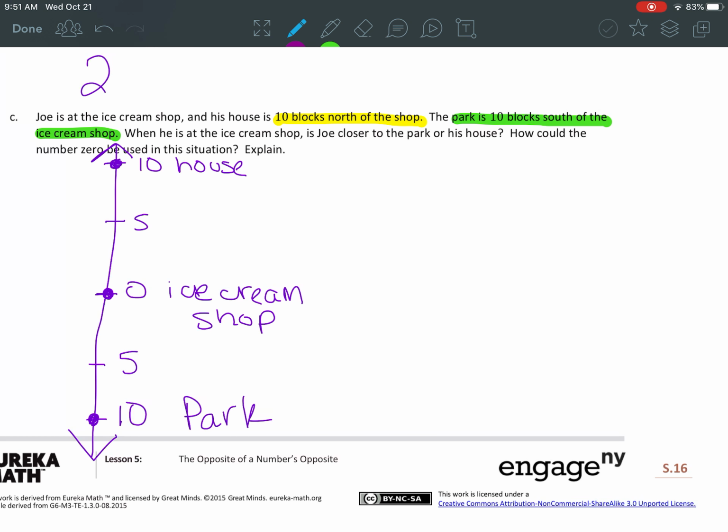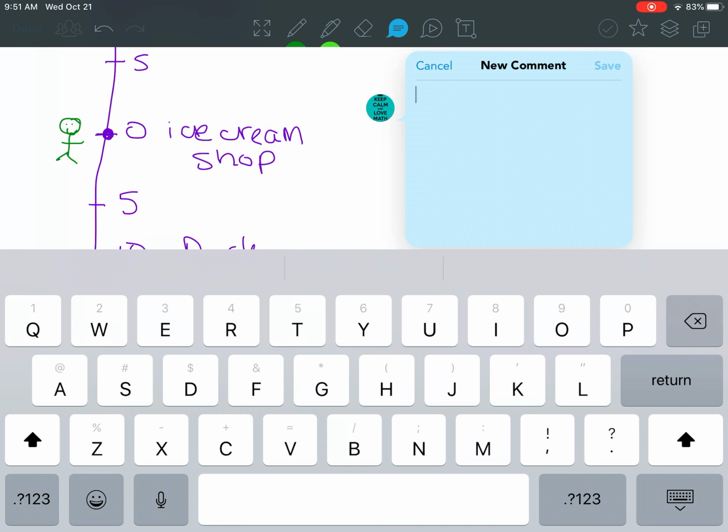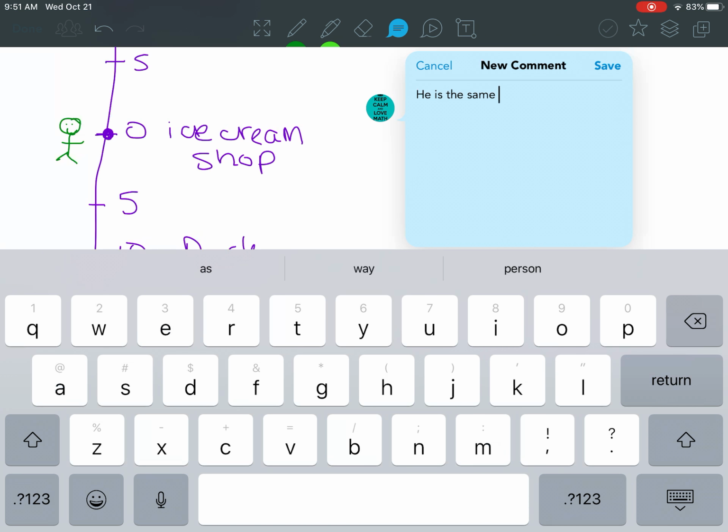So let's say Joe is standing right here at the ice cream shop. Is he closer to the park or his house? He is the same distance from both because they are both 10 blocks away, just in opposite directions.